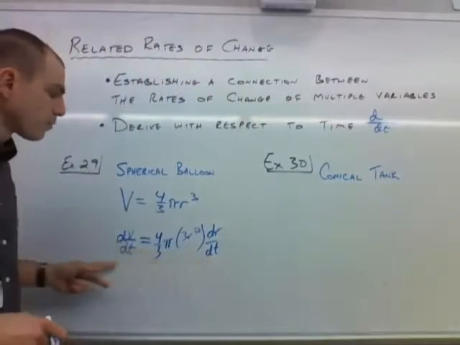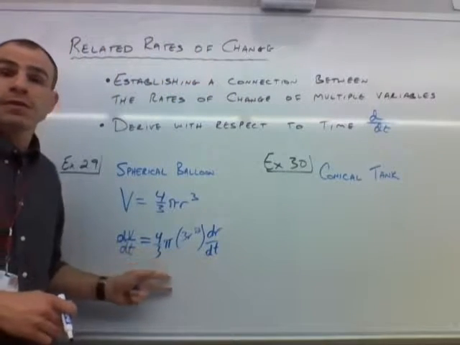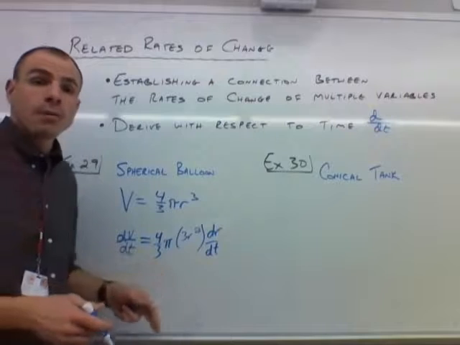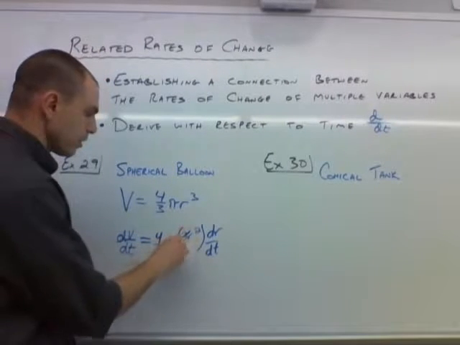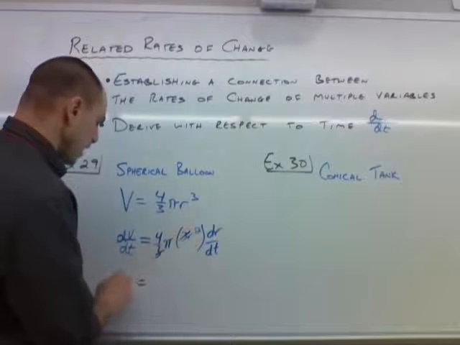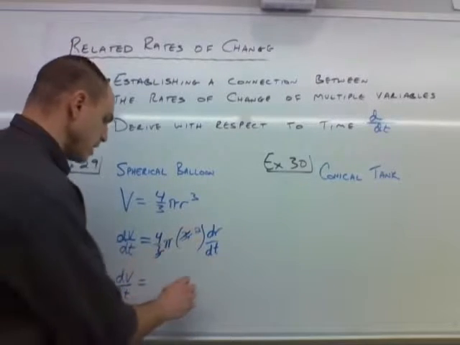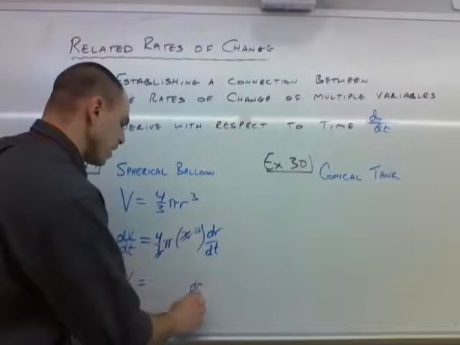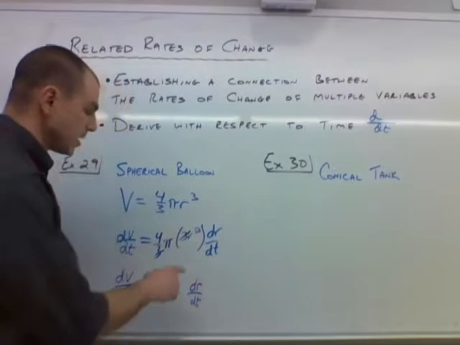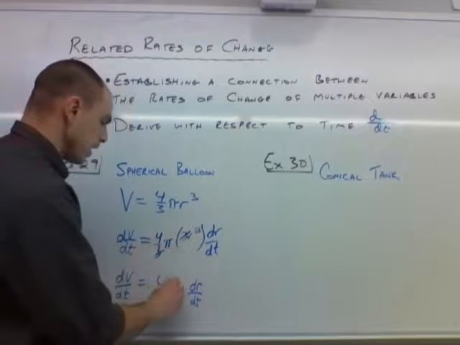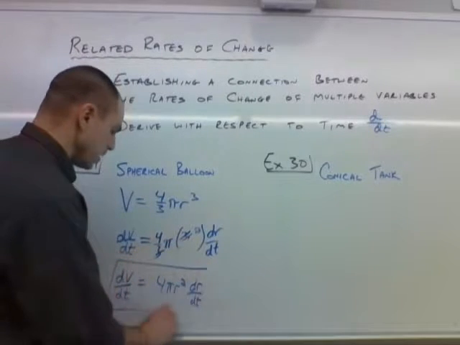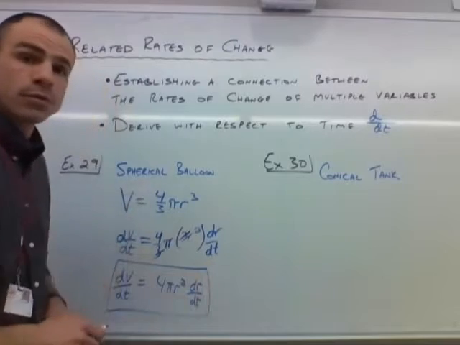So this is our relationship right here, and this is a perfectly fine relationship. If we want to clean it up a little bit, we see that we have a 3 in the denominator and a 3 in the numerator. Those 3s can eliminate each other, and we can see that dV/dt, the rate at which the volume is changing, is equal to the rate at which the radius is changing times 4 pi r squared. And there's our related rate for number 29.